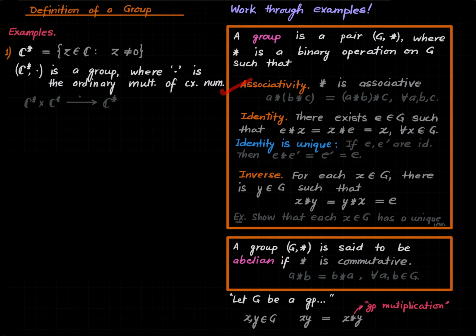So this is fine. Identity, well, clearly the complex number 1, which you may even write as 1 plus 0 iota or something, but it is also written as 1. 1 times z is z for all z. 1 times z is equal to z times 1 equals z for all z. So identity exists. Wonderful. What about inverses? Well, if z is non-zero, then this is 1.